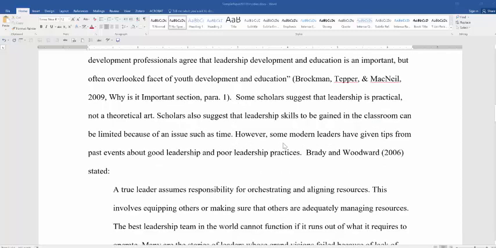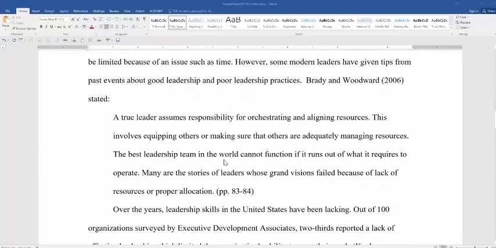Further on down, we have a work by Brady and Woodward. In this case, instead of having everything provided at the end of the sentence in parentheses, this author decided they were going to introduce a block quotation, and you put the authors. When you have the authors outside of parentheses, you use the word "and," A-N-D, as opposed to an ampersand. You also indicate the year in parentheses.